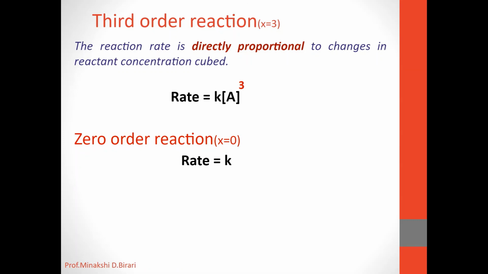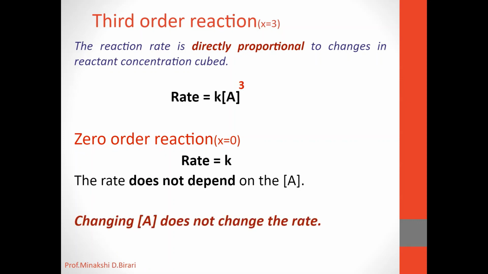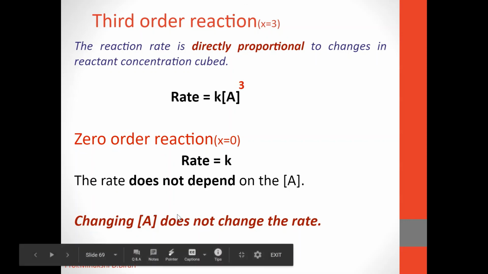A zero order reaction is one whose rate is independent of concentration. In certain reactions, the rate of reaction does not depend on the concentration of the reactant. That is, the rate is proportional to the zeroth power of the concentration. Such reactions are called zero order reactions, which are uncommon, but some heterogeneous reactions have an order of 0. The rate does not depend on the concentration of reactant A. These are zero order reactions. So changing the concentration of A does not change the rate, because it does not depend on the concentration of reactant A.